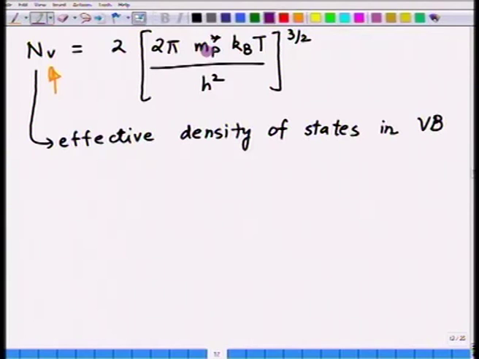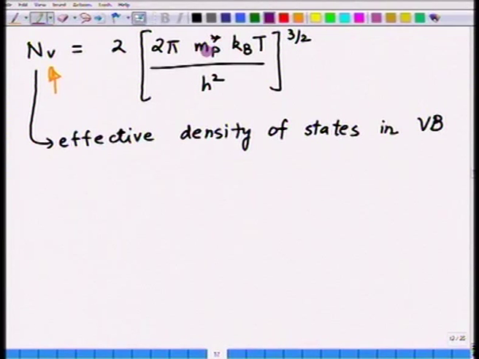So, therefore, I can calculate N and P. The only thing I need to know is where the Fermi energy is. If you tell me where the Fermi energy E_f is, we are in business, we can calculate what N and P are. All right, but we are going to make some simplifications. So, this is the effective density of states in the valence band. So, let us move forward.